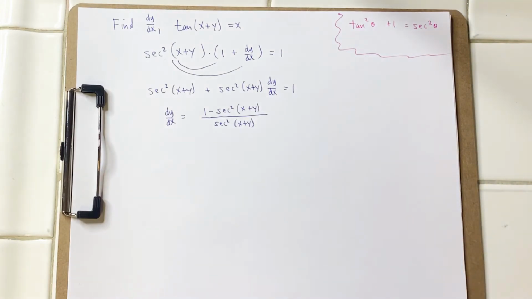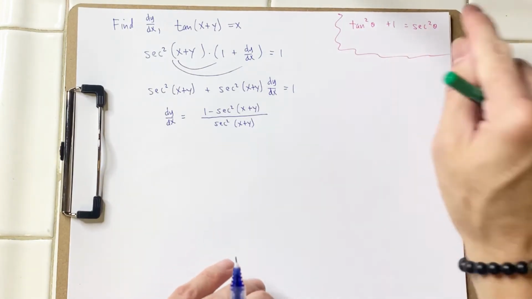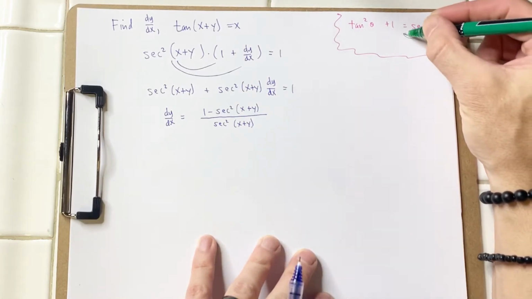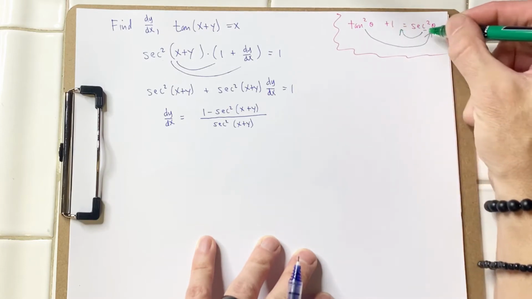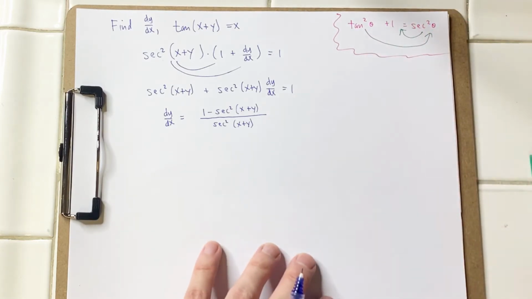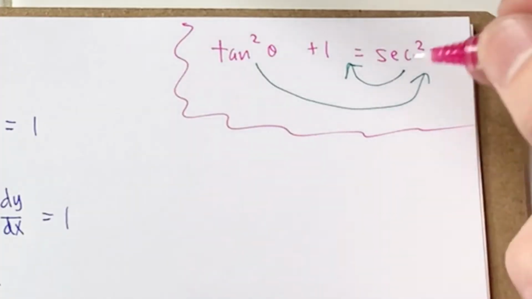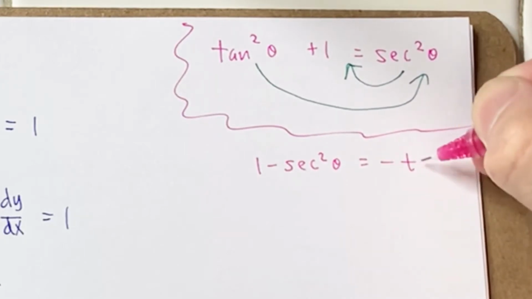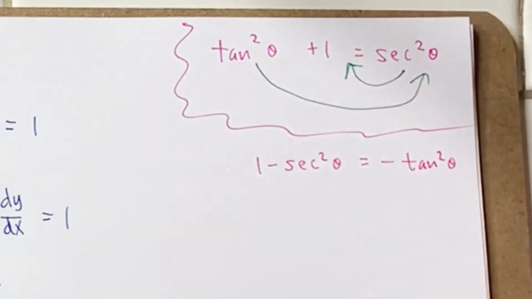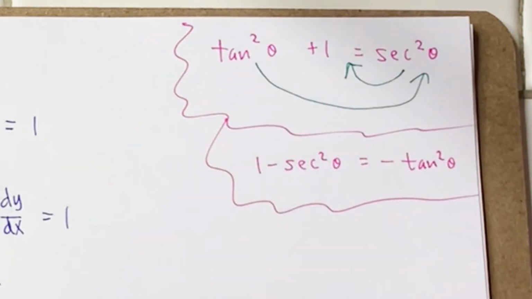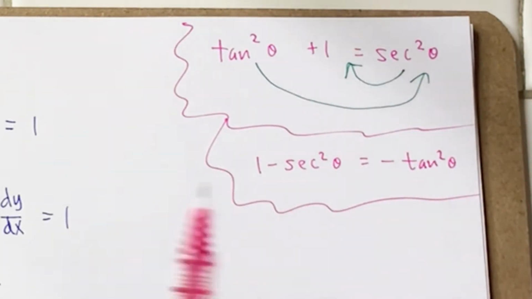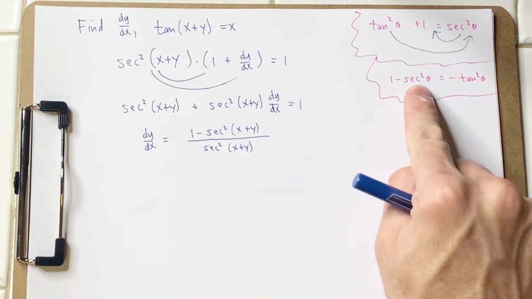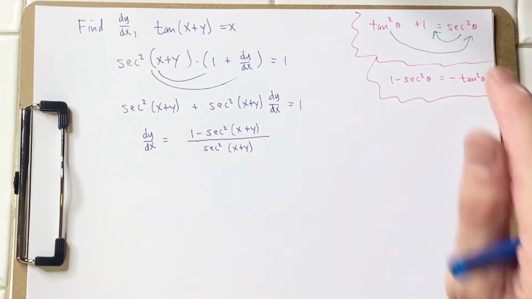Now check this out. Why don't we consider a manipulation of this here? What if I move this here to this side, and what if I move that there to the other side? What would that identity say if I made those modifications? Wouldn't it say something like 1 minus secant squared theta equals negative tangent squared theta if I made those movements? It seems kind of weird, and it is, but it's useful in this problem because now you can see that this numerator looks just like that. So by substitution, this gets replaced by that.